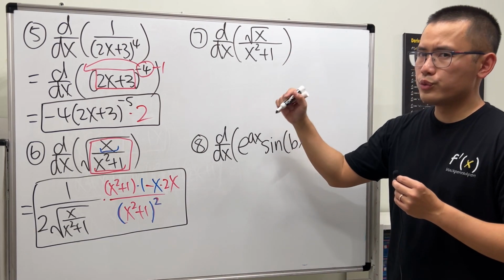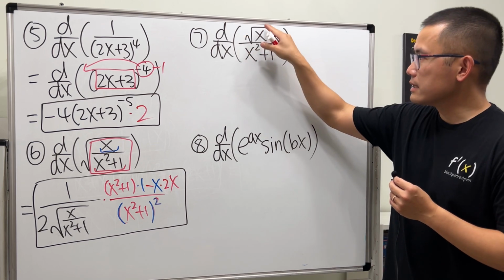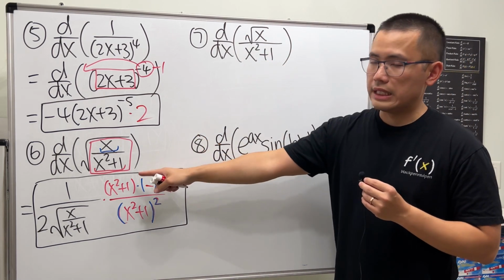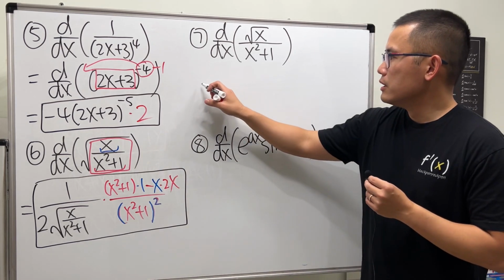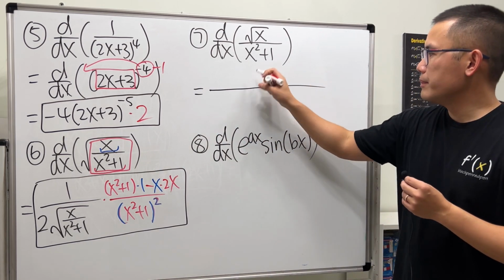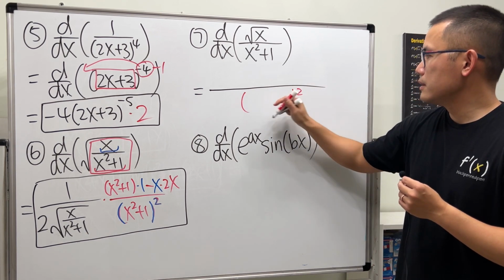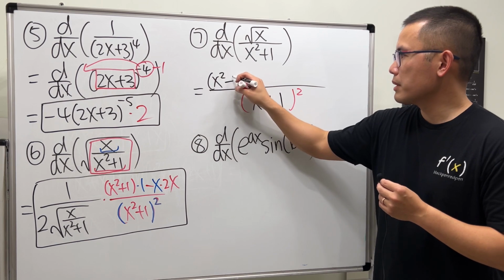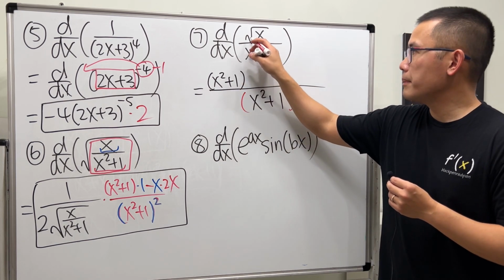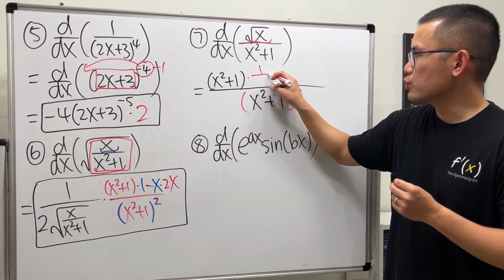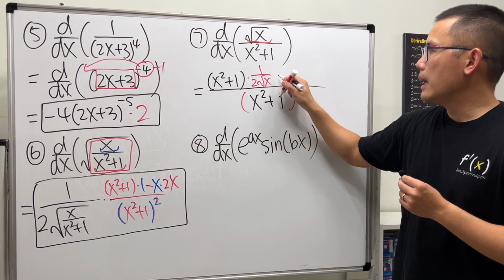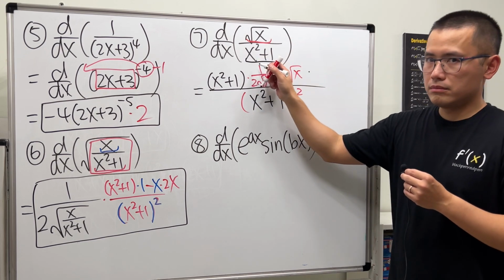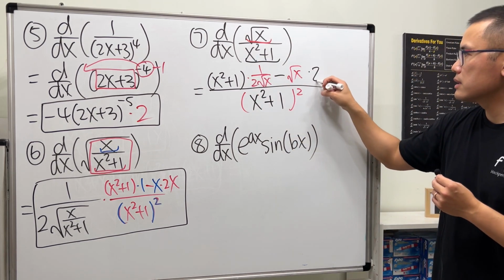Okay, straightforward quotient rule, because this time we have square root of x over the bottom, which is not inside of the square root. So this and that are different. Straightforward quotient rule. I'm going to square the bottom and then put the bottom function here, x squared plus 1. And then we multiply by the derivative of the top, which is 1 over 2 square root of x, minus the top function times the derivative of the bottom. Derivative of x squared plus 1 is 2x.